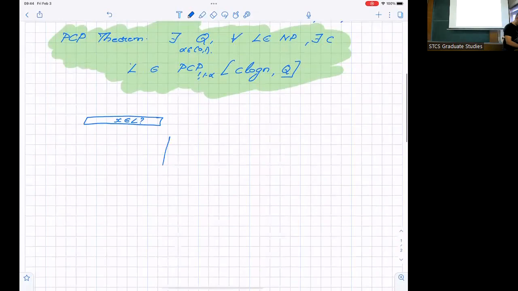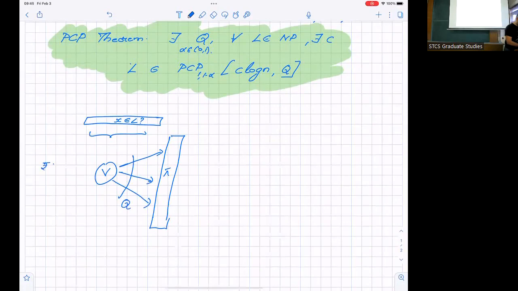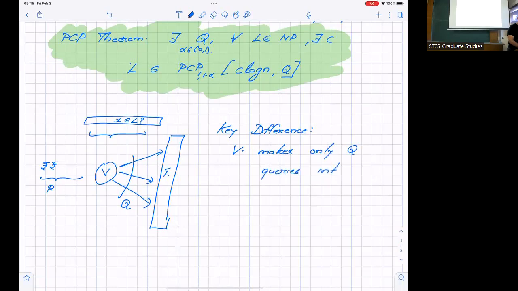And what the PCP theorem is stating is that there's a slightly different proof, which is called pi, and a possibly randomized verifier, which is going to look at this proof only at very few locations, Q. Of course, it comes at a cost: it's going to toss random coins, a certain number of random bits. But the key difference over here is that V makes only Q queries into the proof.